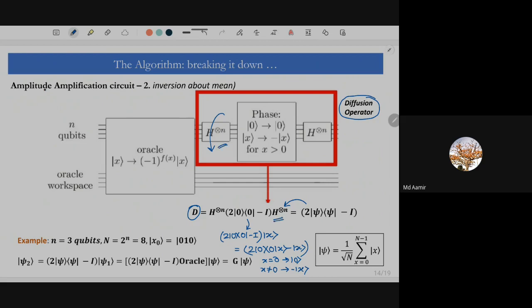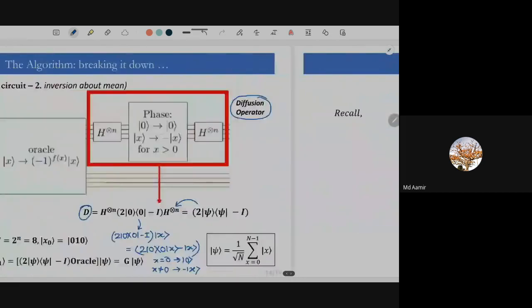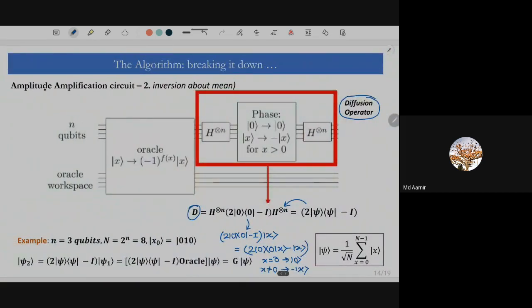Then this H tensor n acts, then this acts, then the final H tensor n. This is the whole diffusion circuit, or diffusion operator D, which is H tensor n, 2 times the outer product of 0 minus I, H tensor n. With this we have completed the algorithm part and the circuit implementation.